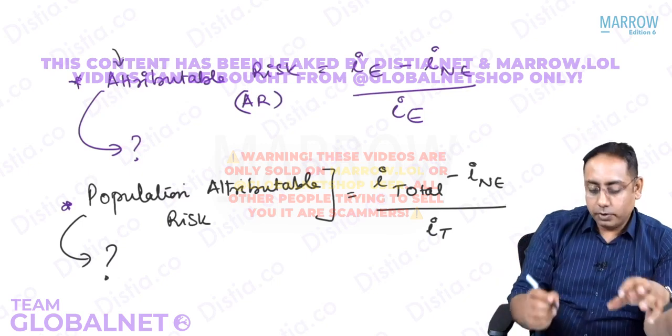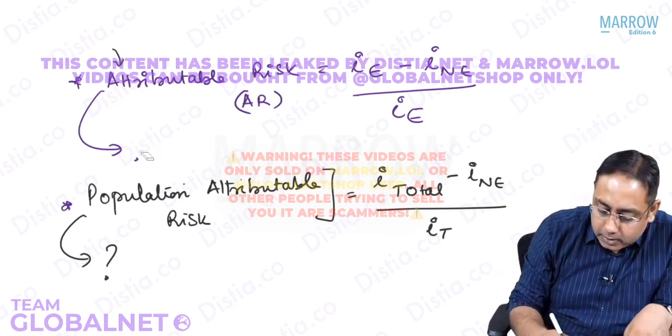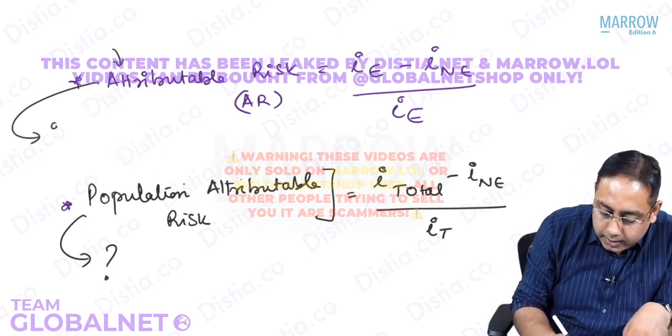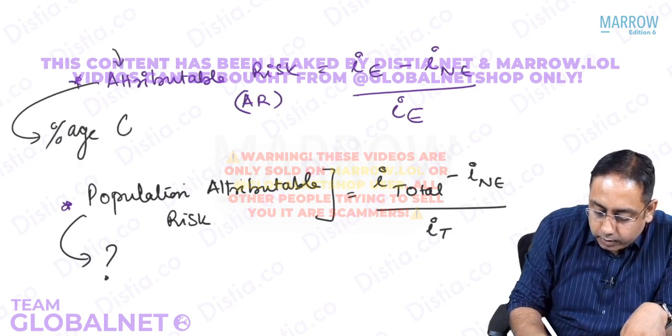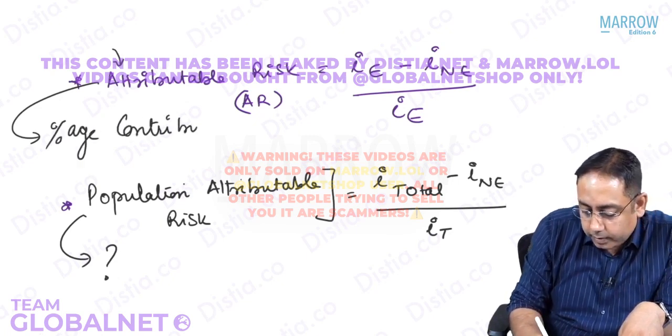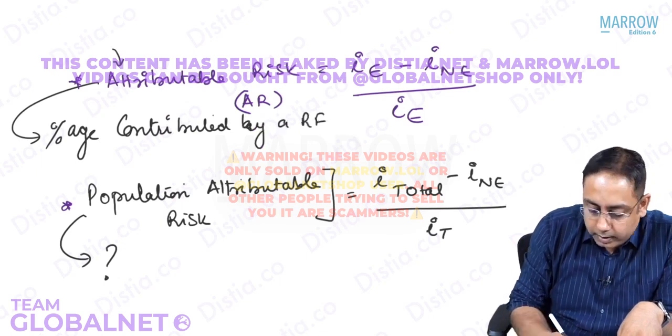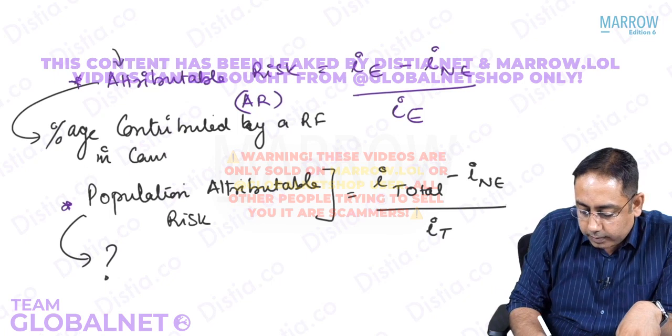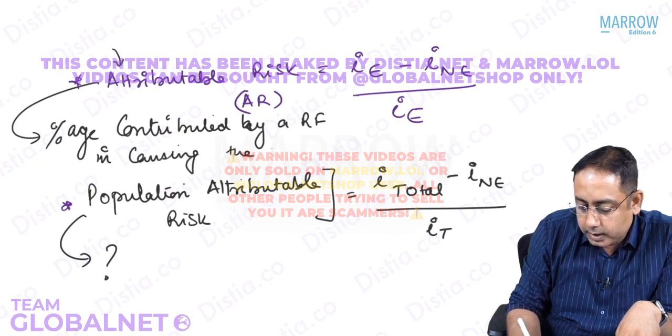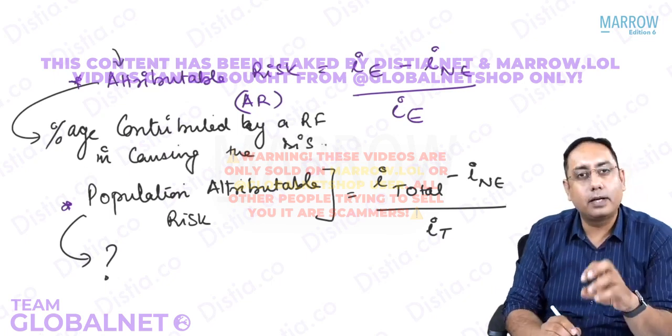Okay, so let's write it down. What is attributable risk? It is the percentage contributed by a risk factor in causing the disease. That is called attributable risk.